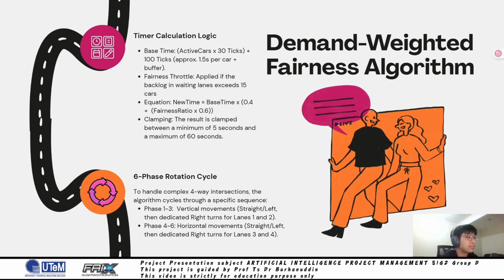This is the six-phase rotation cycle. To handle complex four-way intersections, the algorithm cycles through a specific sequence. Phase 1 to phase 3 focus on vertical movement: straight or left, followed by a dedicated right turn for lanes 1 and 2. Phase 4 to phase 6 focus on horizontal movement: straight and left, followed by a dedicated right turn for lanes 3 and 4.